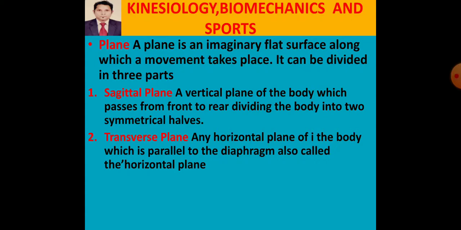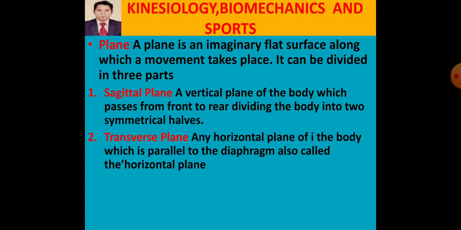So, the sagittal plane we understand first. The sagittal plane is a vertical plane of the body which passes from front to rear. Like that, a plane is an imaginary flat line. It passes from front to back, and it divides the body into two parts. Transverse plane: a horizontal plane which is parallel to the diaphragm, and this is called the horizontal plane that we have seen. The horizontal axis passes from side to side, as in the previous one.